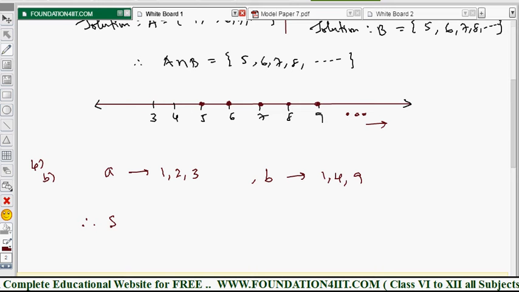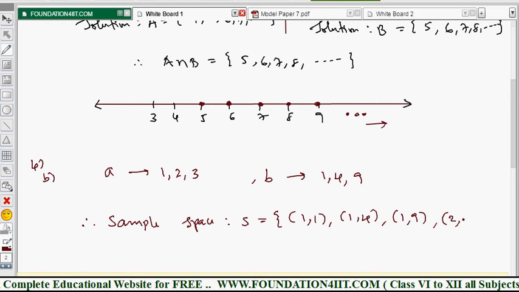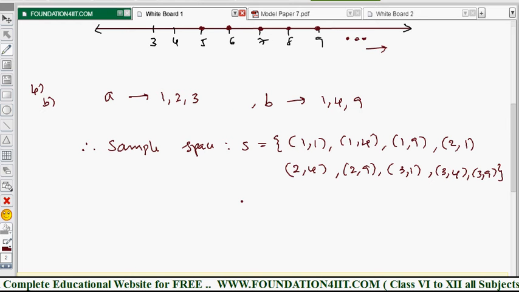That is, we can write the sample space S. For example, A is selected 1 and B is again 1. And A is taken 1 in case B is 4. And A is 1 and B is 9. Similarly again A can take 2 and B again 1, again 2 comma 4, these are the chances. So 2 comma 9, again 3 comma 1, 3 comma 4 and 3 comma 9. So if you observe this total, there are 9 pairs. So n of S is equal to 9.